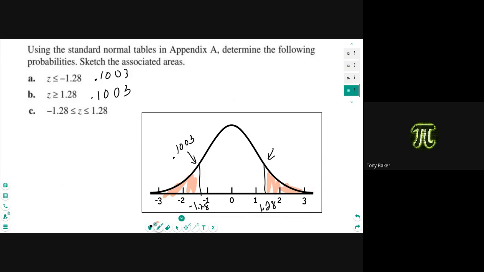All right. So what is between those two then? And can I use what I've already found to find that answer?